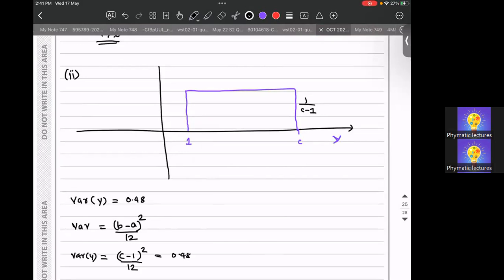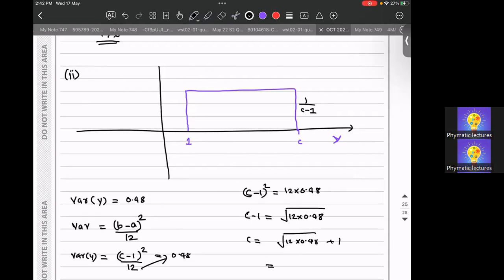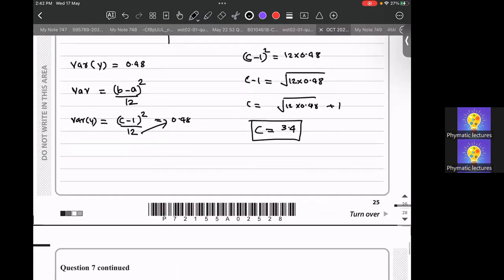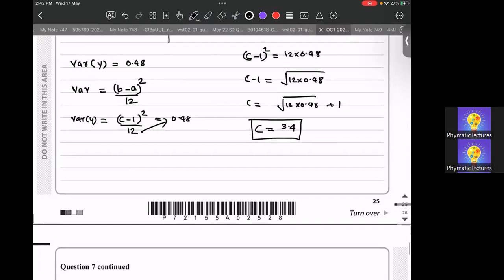From that, you can simply calculate the value of c, because c minus 1 whole square equals 12 into 0.48, cross multiplied. So c minus 1 is square root of 12 into 0.48. So c is equal to square root of 12 into 0.48 plus 1. If you do so, you will get 3.4. So using this, we got the value of c as 3.4.